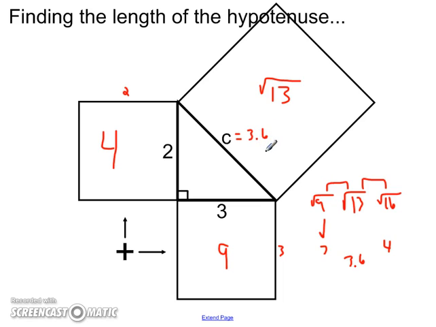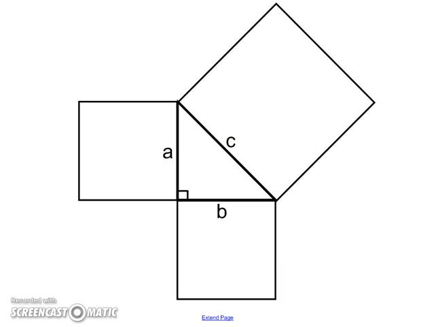Now again, answers that make sense. I already told you that the hypotenuse has to be the longest of the 3 sides. Well, is 3.6 longer than 3 and 2? Yes. And again, that could be punched into a calculator and done a little bit more quickly if you so chose. So just depending on how you want to deal with that problem.